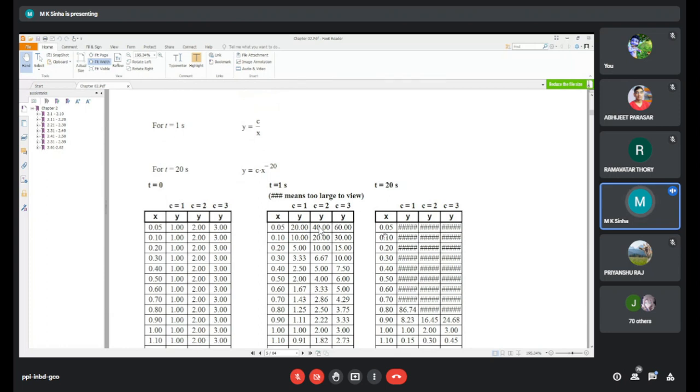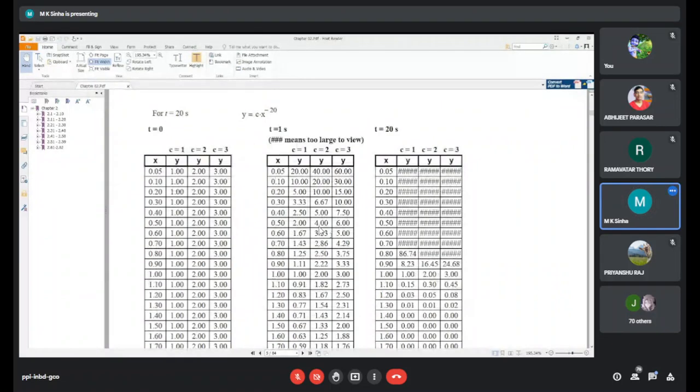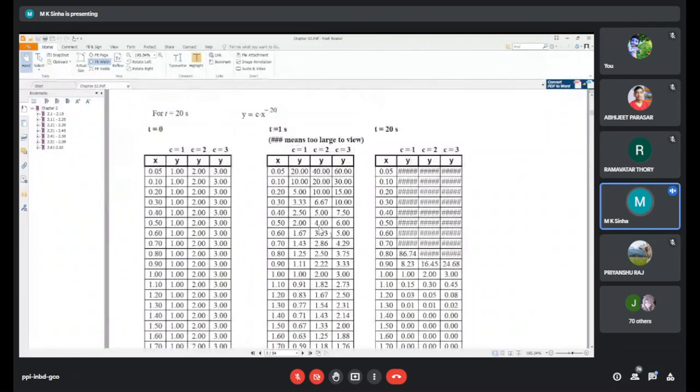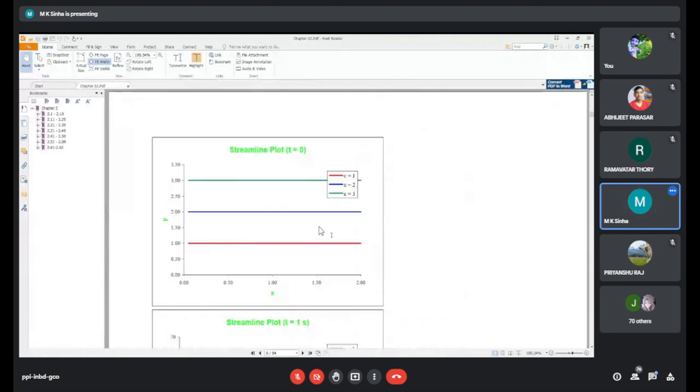C equal to 1, C equal to 2, C equal to 3. Always keep it simple; do not take C equal to 20 or 30. Don't create complexities. Always start from the simple thing. Similarly, here for 1 times C, all the calculations will come into the picture for the streamlines. Our aim is to plot y with respect to x, the streamline for t equal to 0.